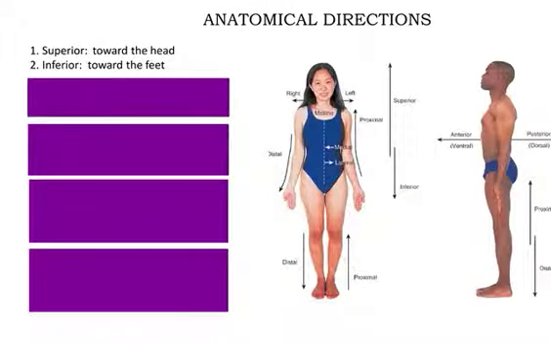A couple of other anatomical directions. If we're referring to something being towards the head of the individual, it would be superior, kind of like you wear a crown. The superior individual wears a crown. Inferior would mean towards the feet.